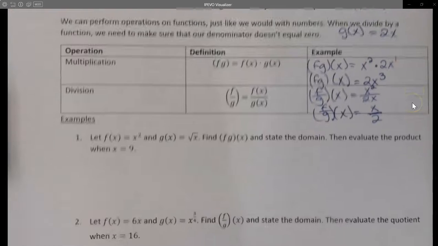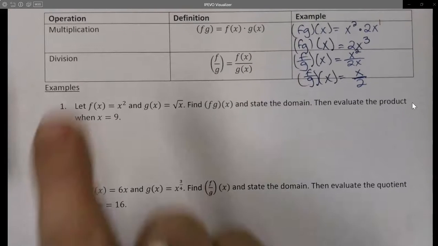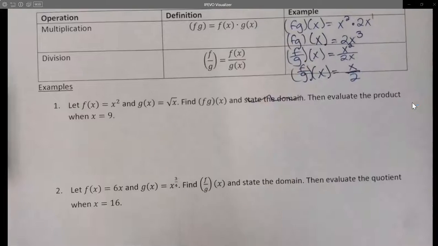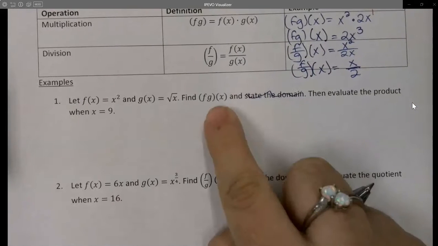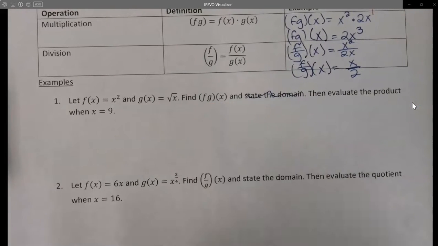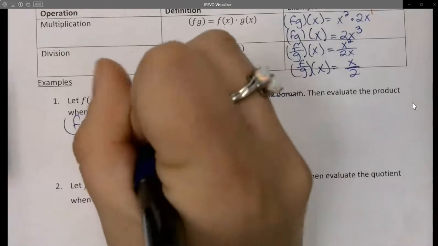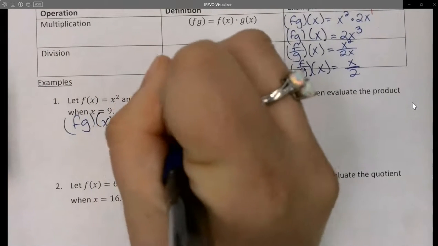Okay. So number 3 tells me f of x is x squared, g of x is square root of x. We're going to skip the domain part. This one wants me to find multiplication because it has f times g. So I am going to multiply my two equations together. So I have x squared times the square root of x.